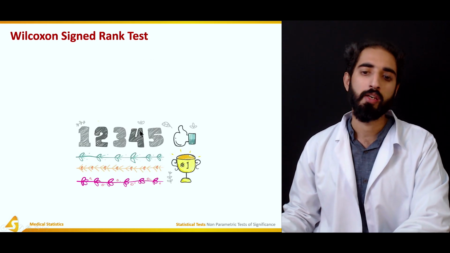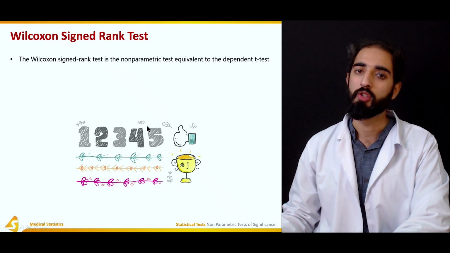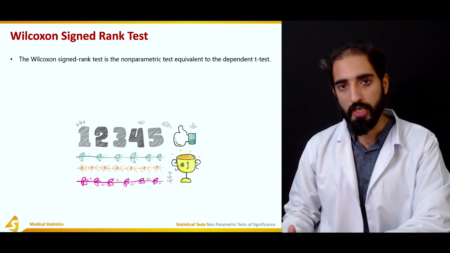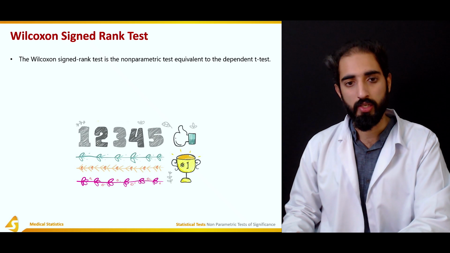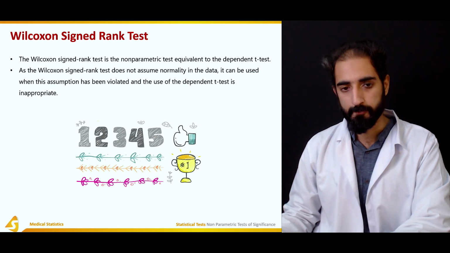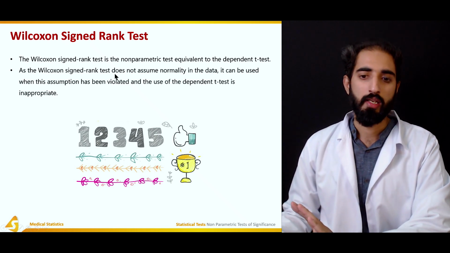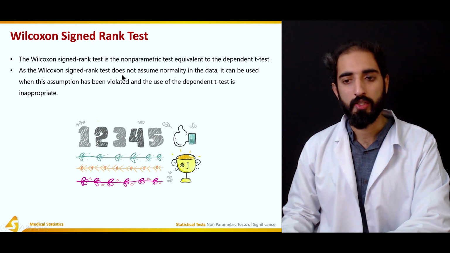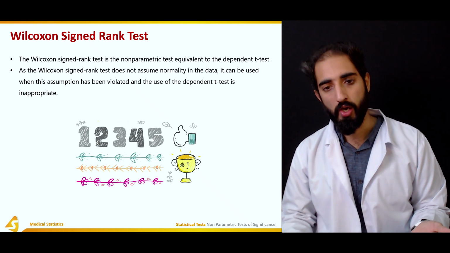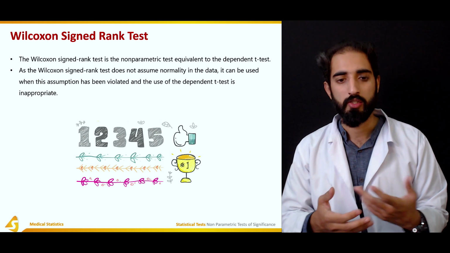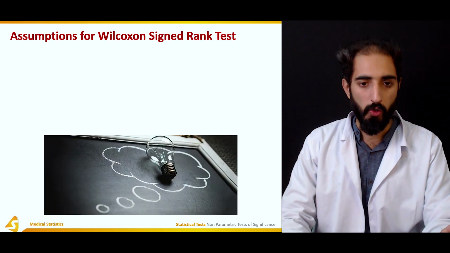Now, the Wilcoxon signed rank test is similar to the paired t-test, but it is a non-parametric alternative to that, and it does not assume normality in the data, so it can be used when this assumption has been violated and the dependent t-test or paired t-test is inappropriate and cannot be used.